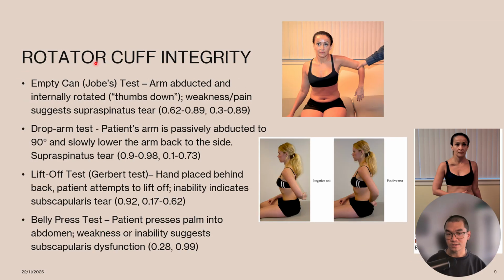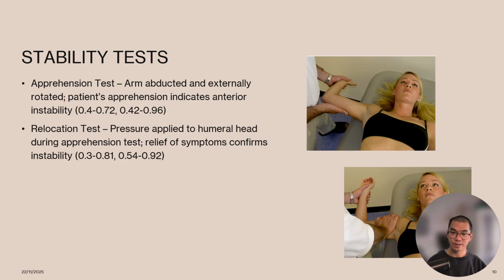The next step is we need to check if the rotator cuff itself has any tear or any problem. We'll do the empty can test, drop arm, lift off test, and belly press test, which are useful, and we need to demonstrate in the exam that we can do them. Personally, I do the empty can and belly press tests myself. I don't do the drop arm and lift off tests.